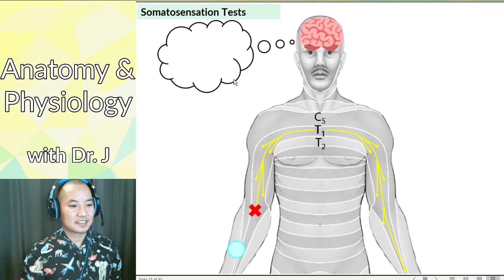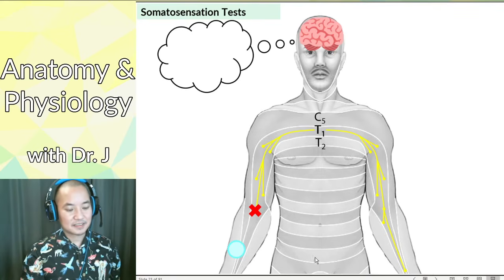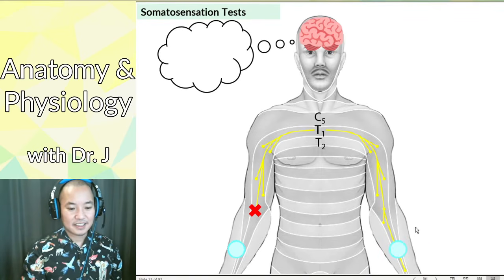Now we have him thinking, I don't feel anything. So how can you double check? Well, one way you can double check is that, remember, you have a pair of spinal nerves. So another way you can make sure that it isn't a false negative in this case is that you repeat the same test, but on the mirror side, on the opposite side.